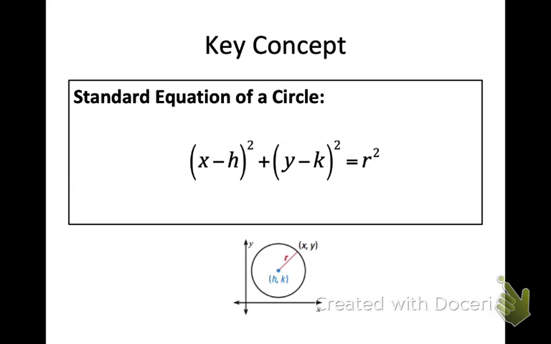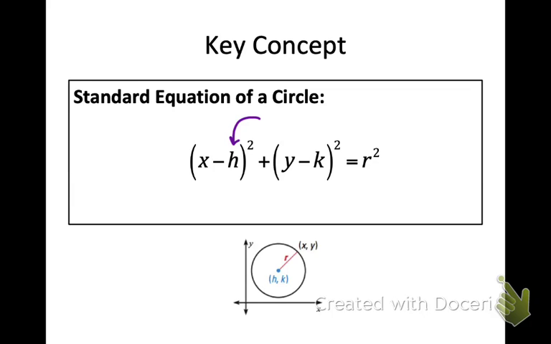So the first thing you're going to be able to do for section 10.7 is, given some information about a circle, can you write the equation of its circle? Please write the following in the box. So your standard equation of the circle is (x minus h) squared plus (y minus k) squared is equal to r squared, where h and k represent your center.